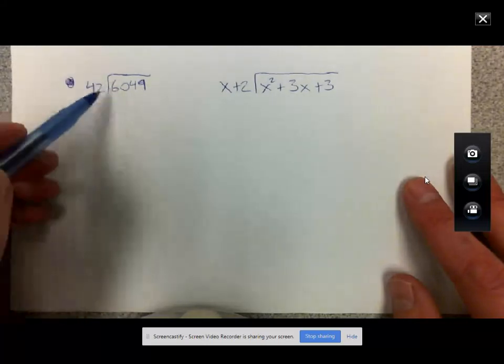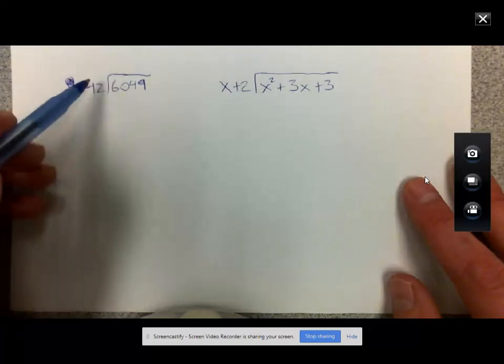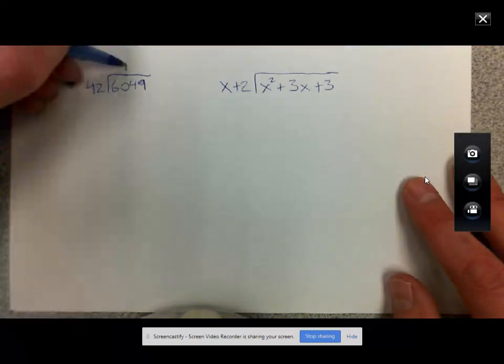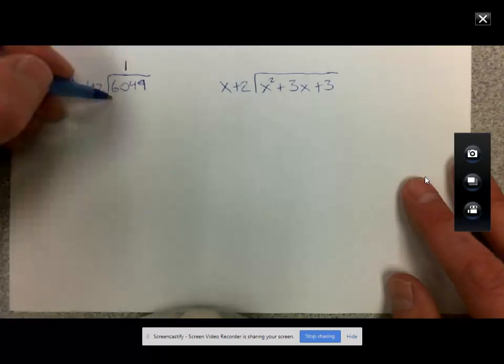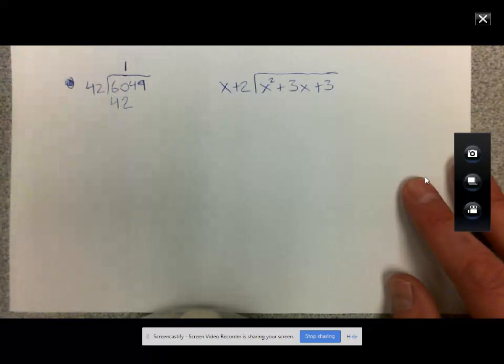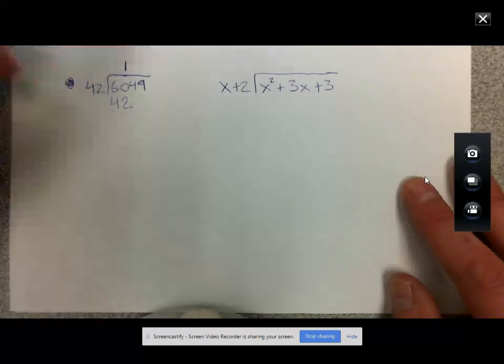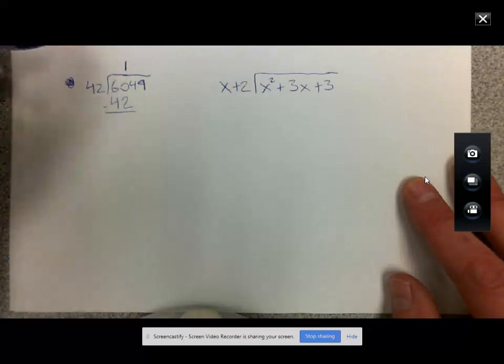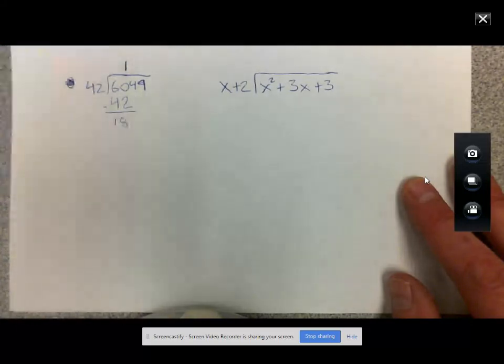So then we ask, okay, what could I multiply 42 by to get close to 60? Well, if I multiply 42 times 1, I'm going to get pretty close to 60 without going over. Kind of like Let's Make a Deal, Price is Right. Can't go over. So 1 times 42 is 42. And I'm going to find the difference. I'm going to see what's left over. So I should get 18 left over there.